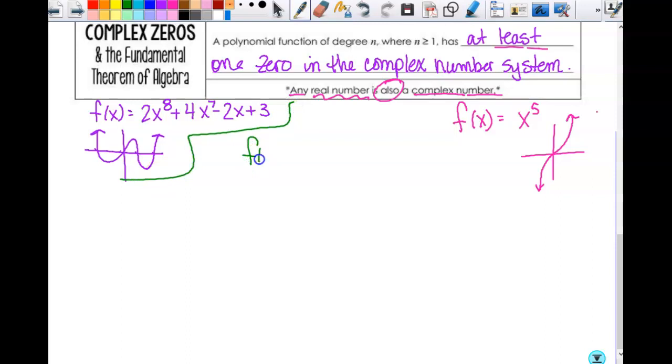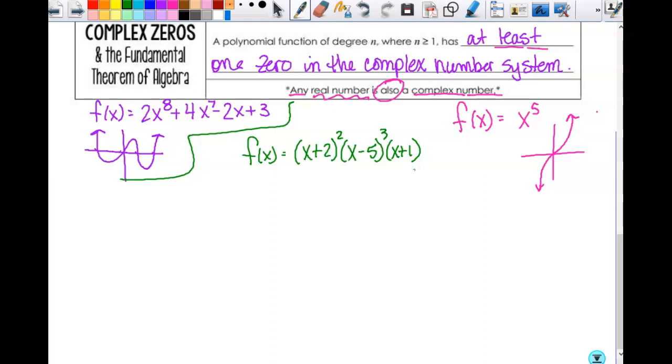So if we have a function and it's like x plus 2 squared times x minus 5 cubed times x plus 1 or whatever, right? So we know that this is going to be a 6th degree polynomial. Do you agree with that?